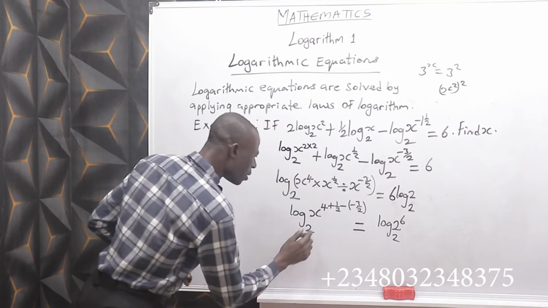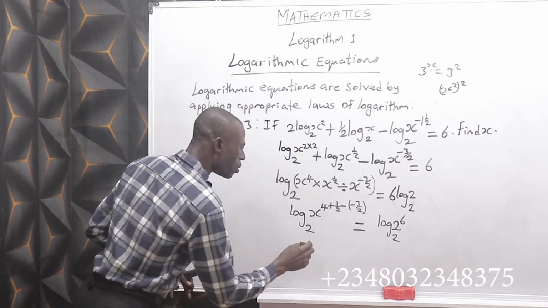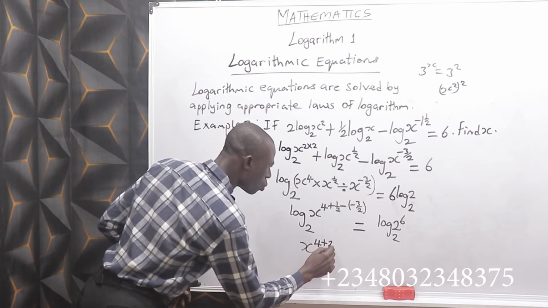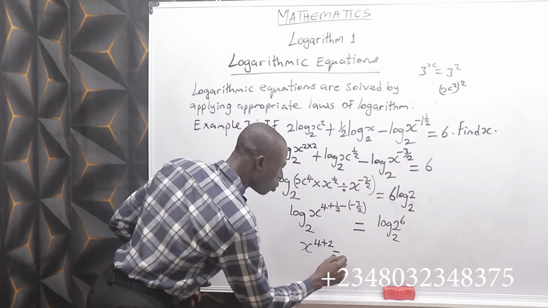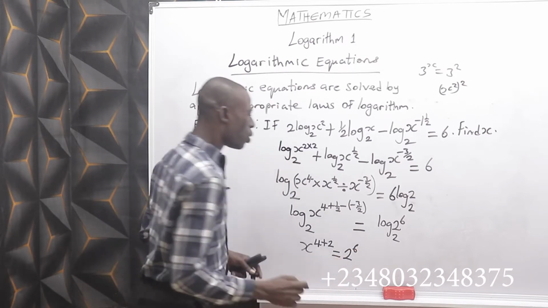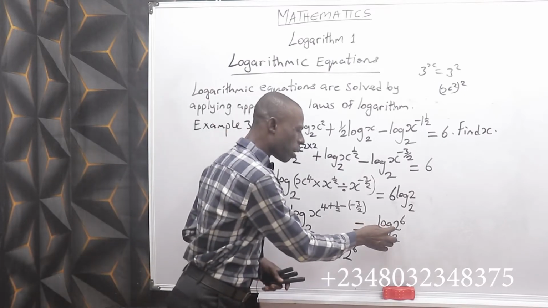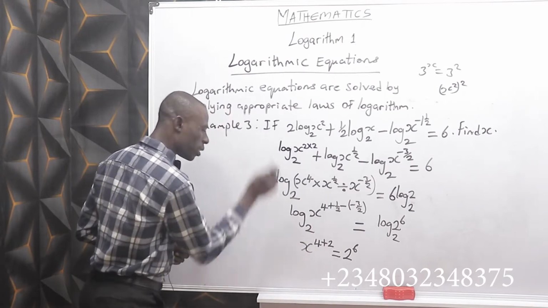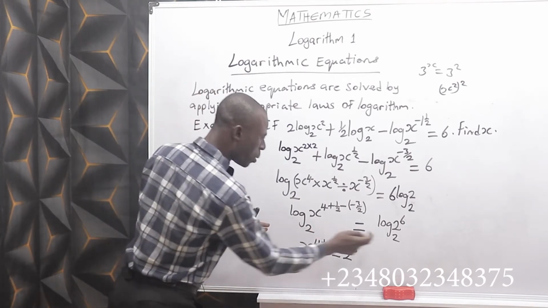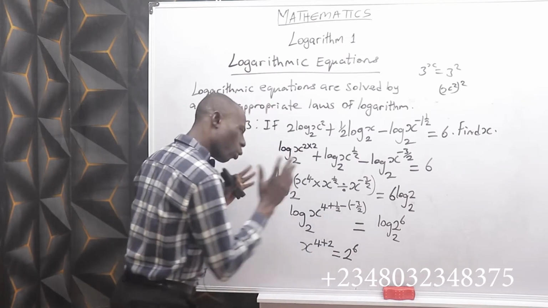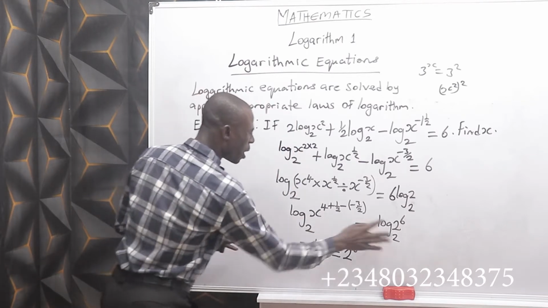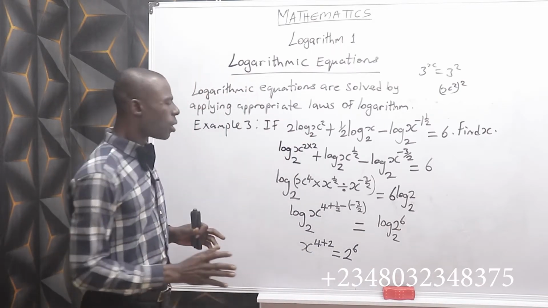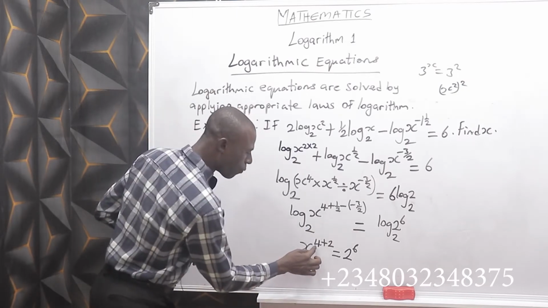What do I mean? X raised to power 4 plus 2 must be equal to 2 raised to power 6. Look at what I'm doing. 2 raised to power 6 is the number of the logarithm on this side. This is the number of the logarithm on this side. So far they have the same base 2 here, base 2 here. Automatically their number of logarithms are also equal. That's why I equate this to this 2 raised to power 6. But this I simplify it to be 4 plus 2.